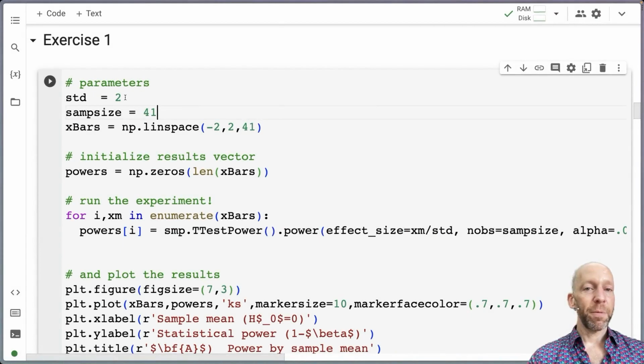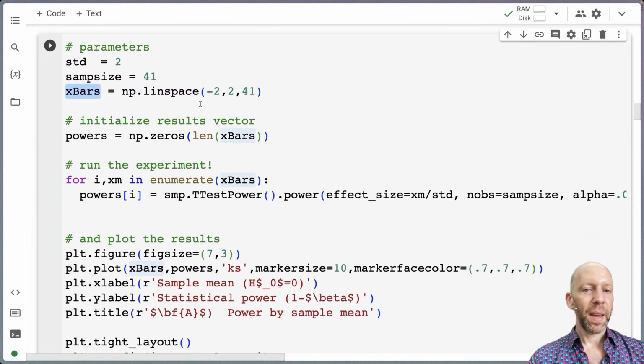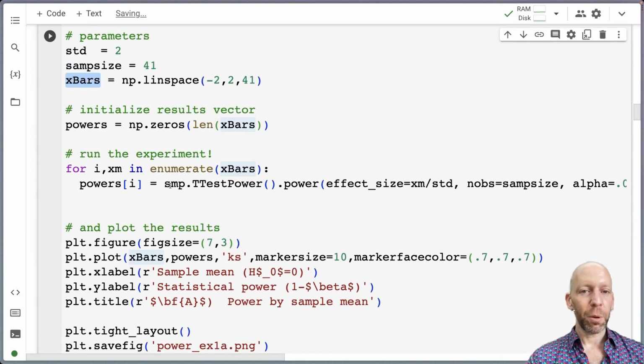Here you can see I'm fixing the standard deviation and sample size, and I'm setting up a vector for the sample means, which here I'm calling x bar. And then the code is actually really straightforward. I walked through the code earlier in this chapter. You can also see this in the code above if you scroll up.